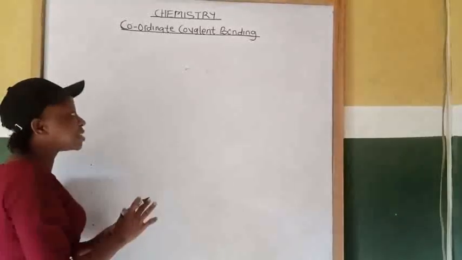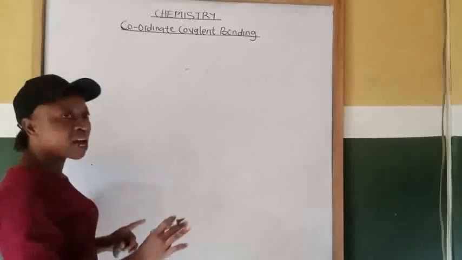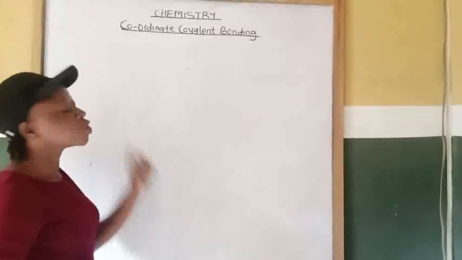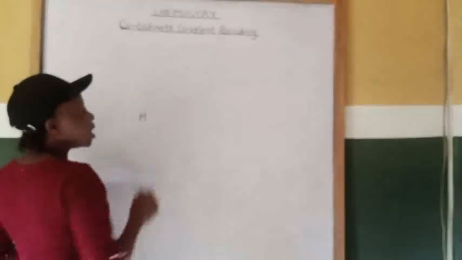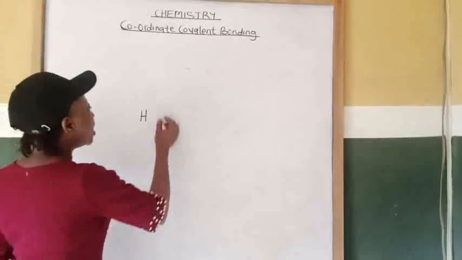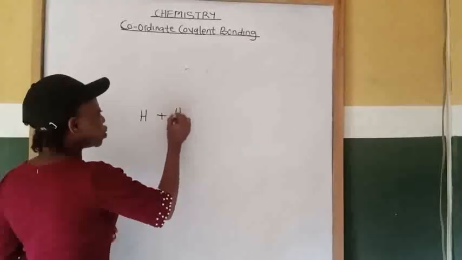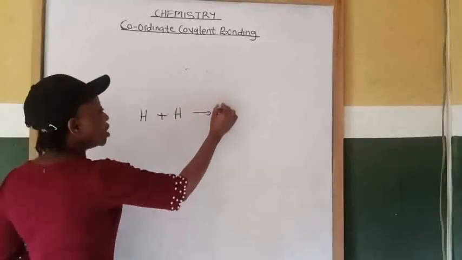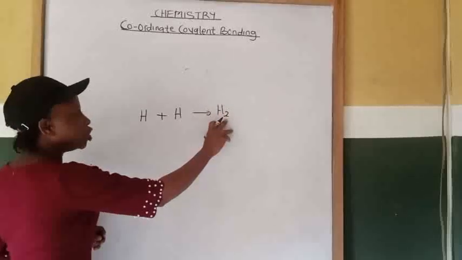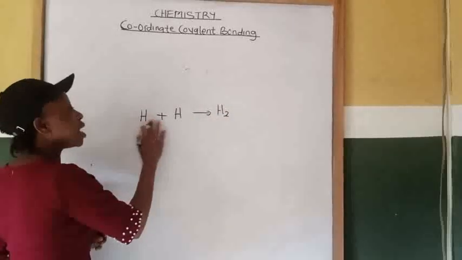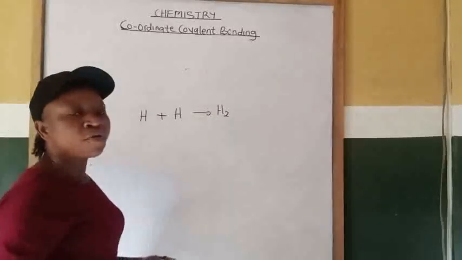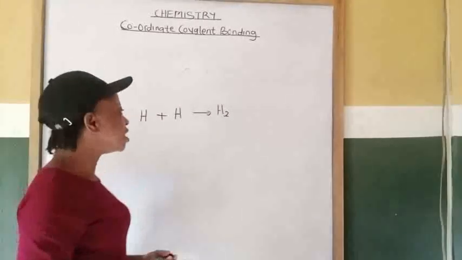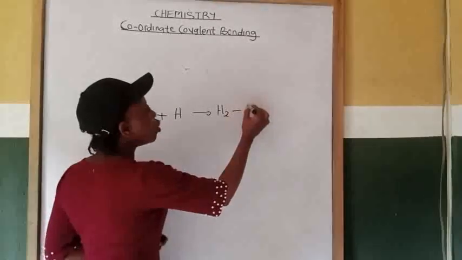So when a non-metal reacts with another non-metal, the product formed will be called what? A covalent molecule. Let's take for example hydrogen. Hydrogen is a non-metal. Then with another hydrogen, it will give us H2, called hydrogen molecule. So a non-metal plus a non-metal will give us a covalent molecule.